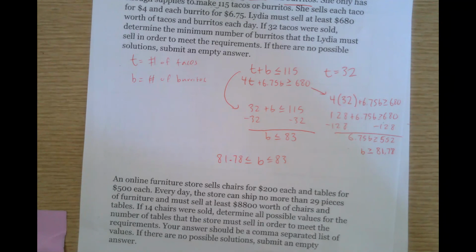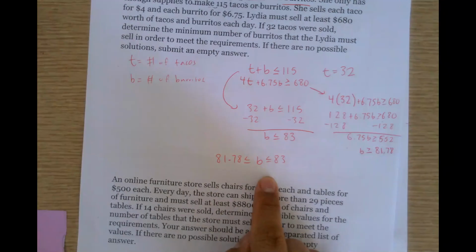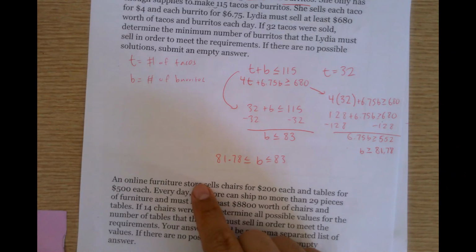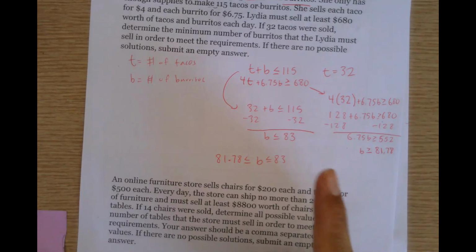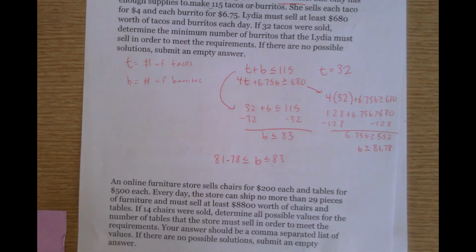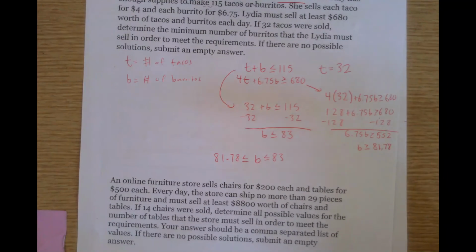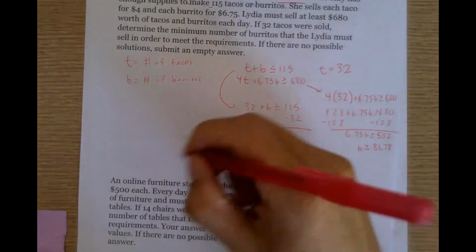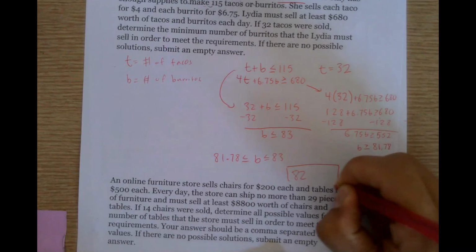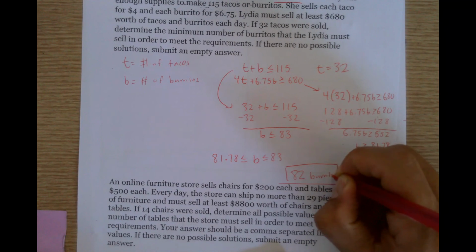82. Why 82? She can't sell 0.78 of a burrito. Why can't she sell 81? Then she wouldn't meet one of the constraints, or she wouldn't fit the requirements anymore. So for this one, you're actually going to round up. You got the answer? Congratulations. You did the actual math in your head. So this one would be 82 burritos.